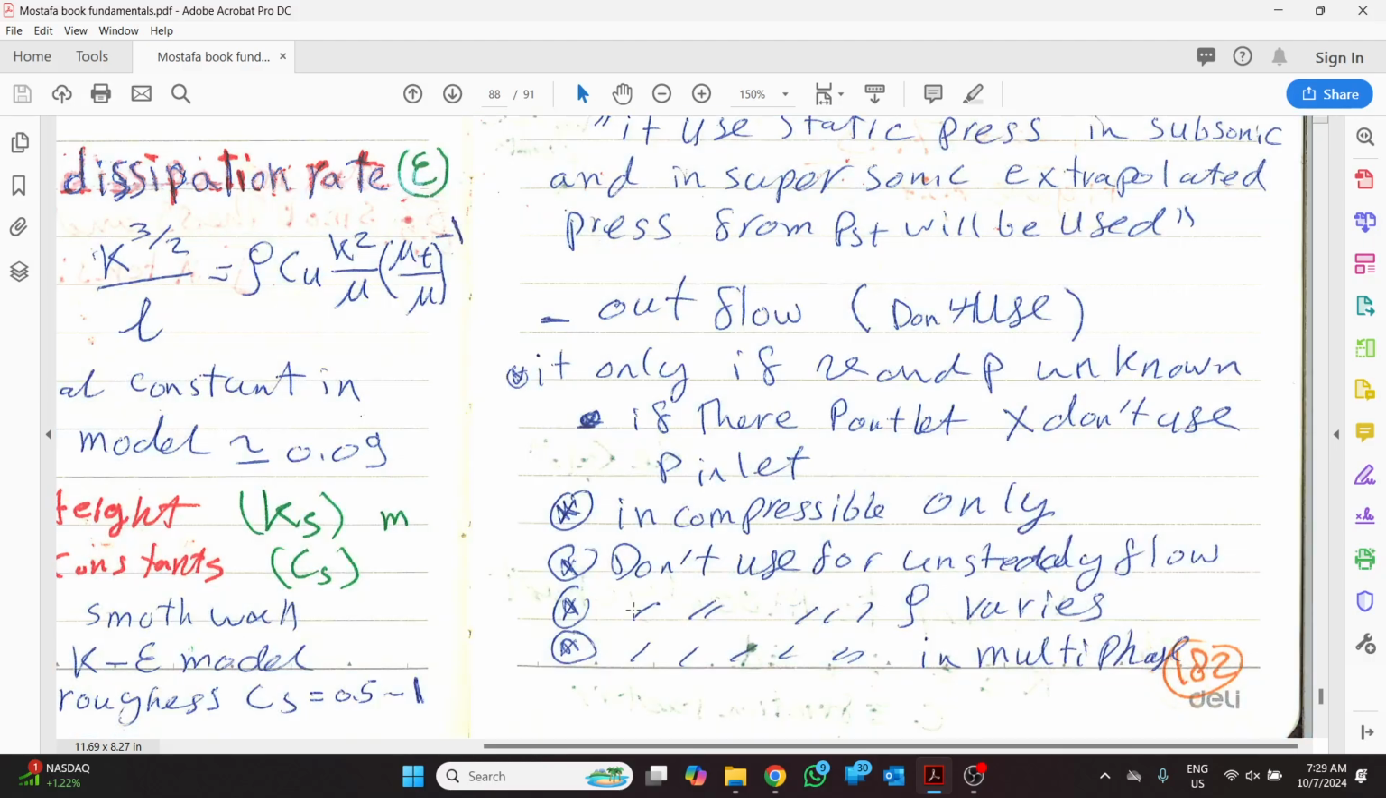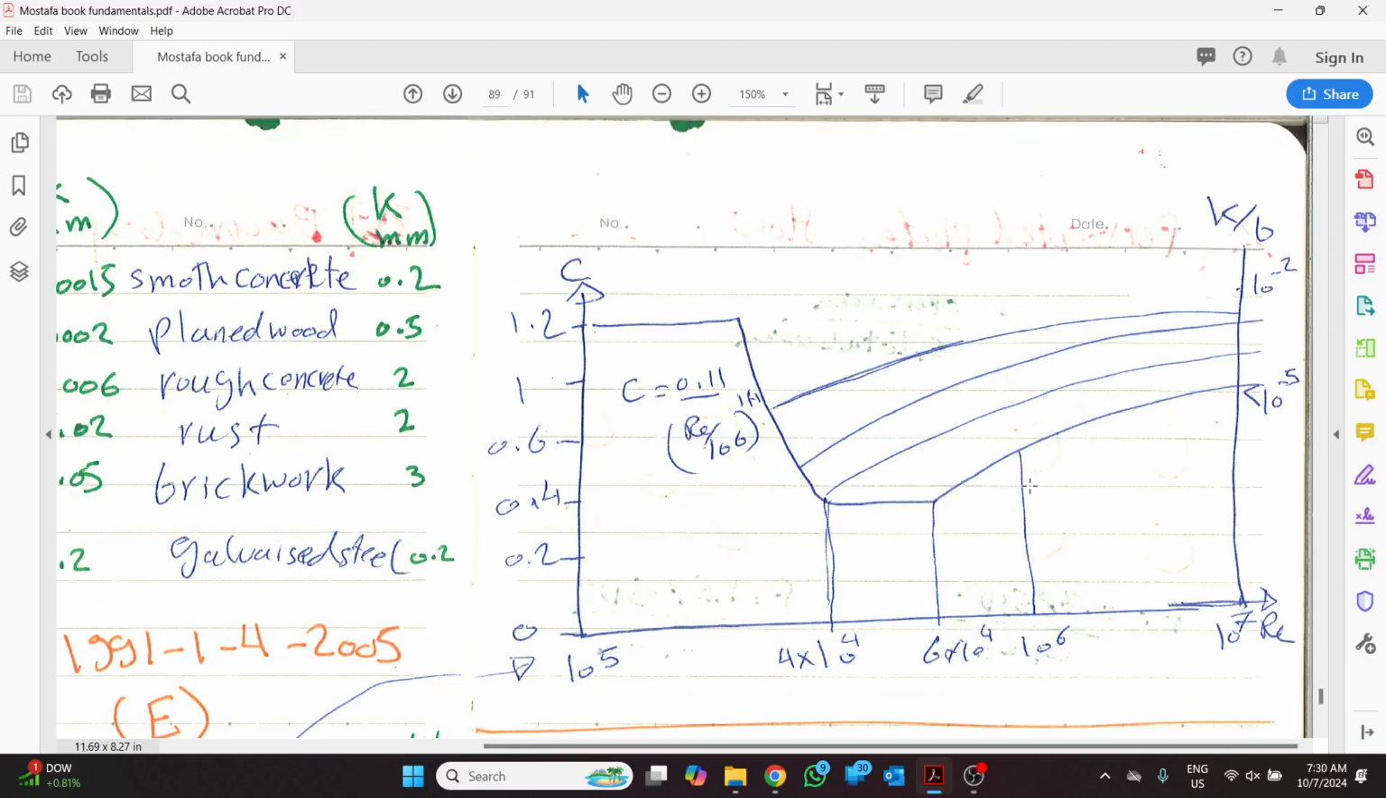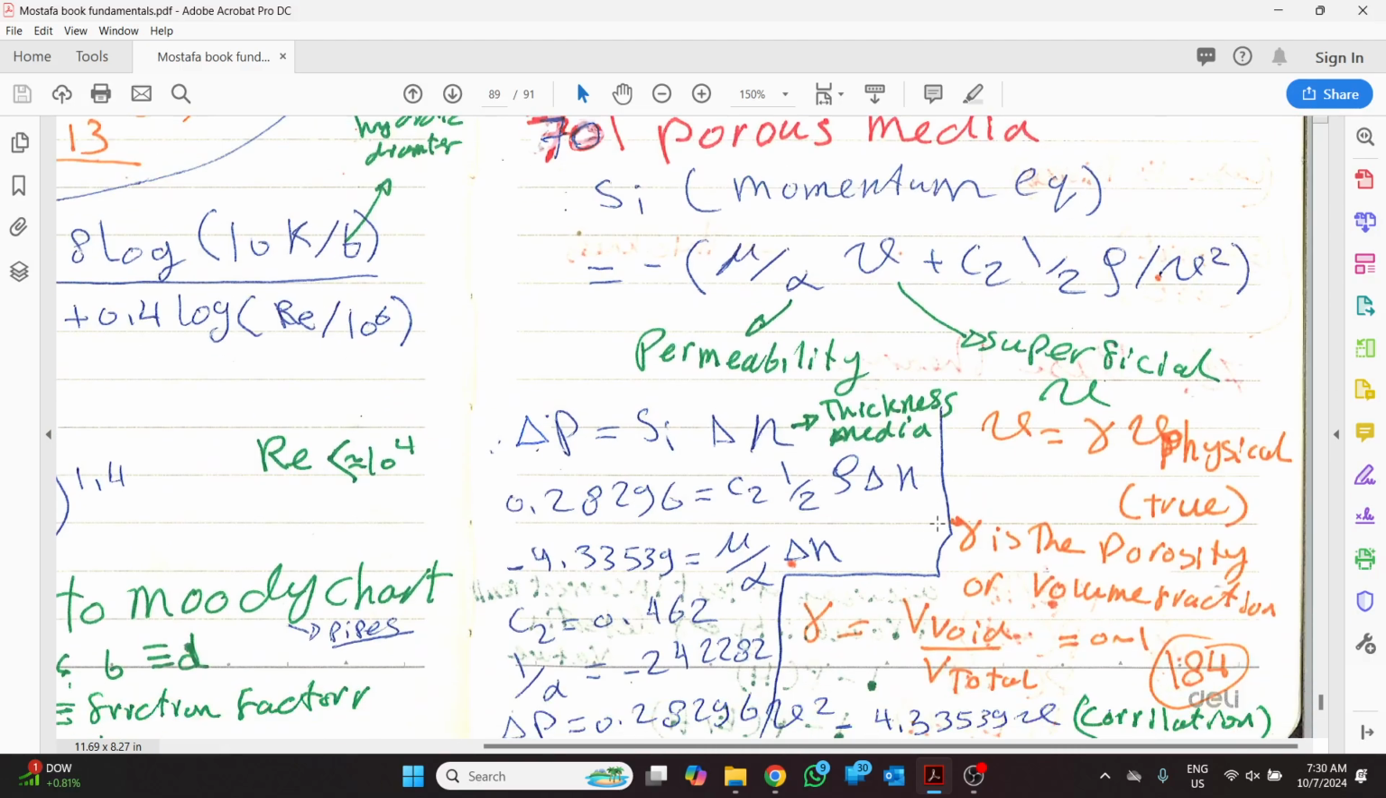If the density varies, not due to compressibility but maybe due to temperature, so if you define a non-constant density, don't use outflow. Don't use it in multiphase. It cannot work, or it will give you illogical answers. Okay, now we'll discuss porous material.